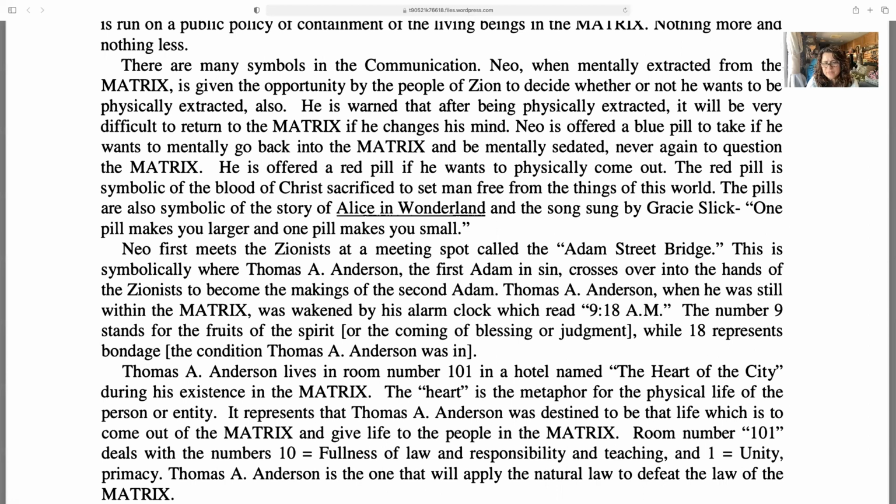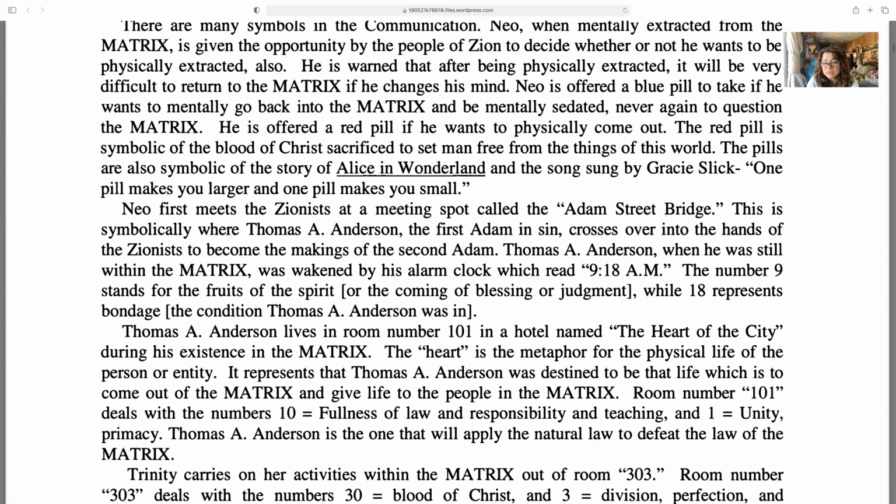Thomas A. Anderson, when he was still within the Matrix, was wakened by his alarm clock, which read 9:18 a.m. The number 9 stands for the fruits of the Spirit, or the coming of blessing or judgment, while 18 represents bondage, the condition Thomas A. Anderson was in.